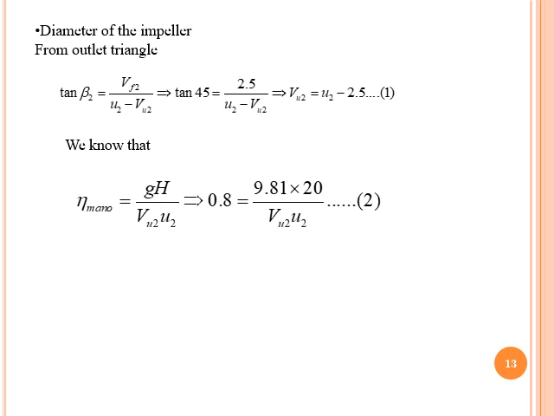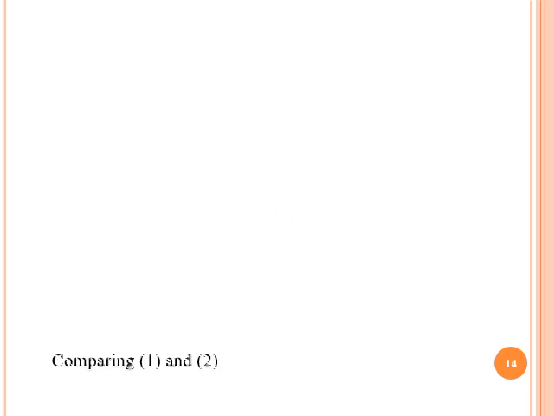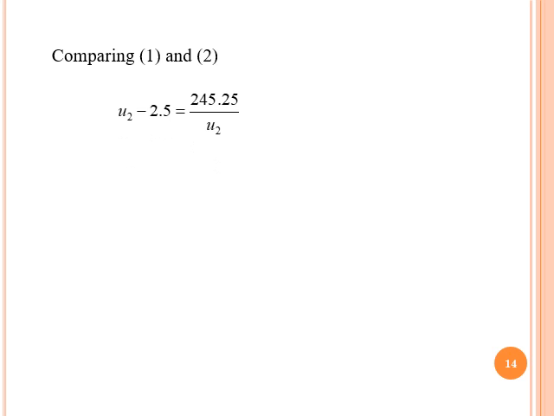We know that the manometric efficiency equals gH by U2 into Vu2. So the manometric efficiency, 0.8, equals 9.81 into 20 by U2 Vu2, and that is expression number 2. Comparing these two expressions, 1 and 2, U2 minus 2.5 equals 245.25 by U2. So the value of U2 is calculated from this expression: U2 square minus 2.5 U2 minus 245.25 equals 0.